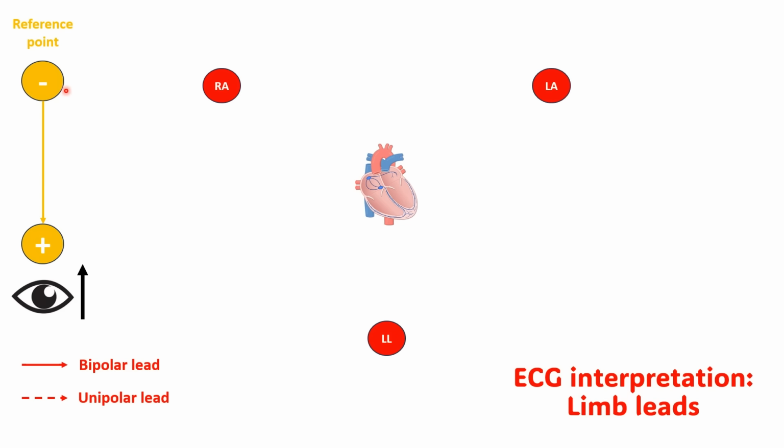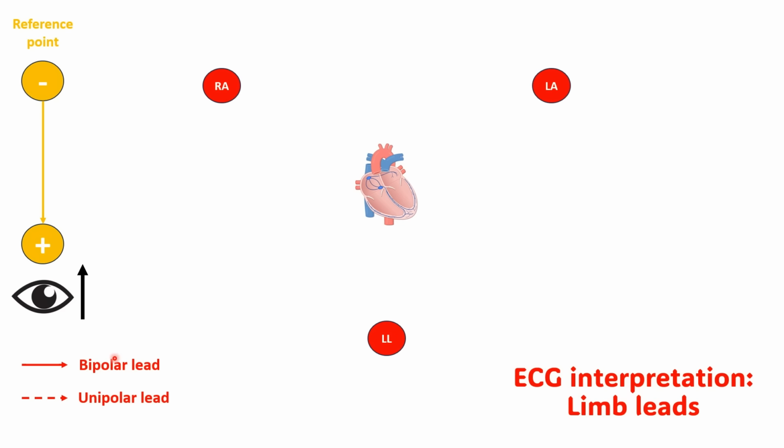So here we have an electrode. We have another electrode. This electrode is going to be our negative pole, otherwise known as the reference point. And this electrode is going to serve as our positive pole, otherwise known as the point of view. And then this here is the line of sight. In terms of our point of view, which is represented by this black arrow, this is the specific direction in which we are viewing or looking at the heart.